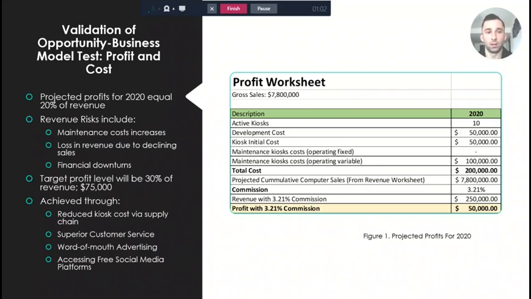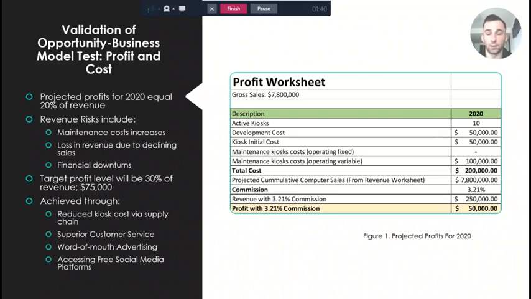Now I'm looking at the profit and cost side of things. As already mentioned, the projected profits for 2020 will equal 20% of revenue. Now there will be several risks involved when it comes to revenue. These will include maintenance cost increases that might come about due to perhaps increases in labor or increases in parts costs. Also, there might be losses in revenue due to declining sales, due to some external force. And finally, financial downturns where consumer spending decreases overall all across the board.